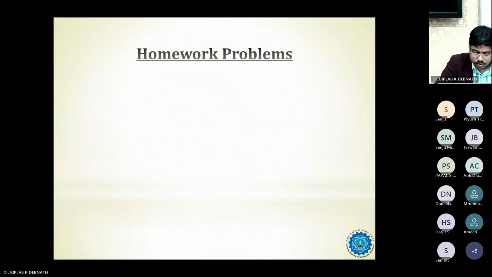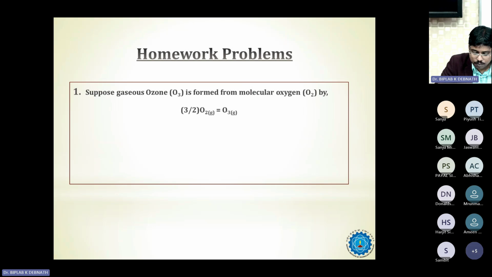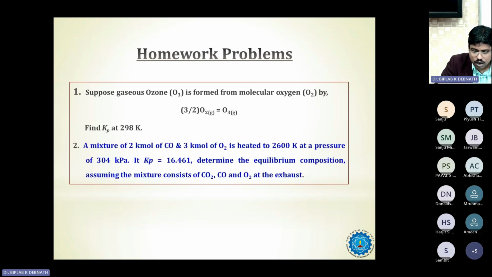Okay, these are some of the homework problems I have attached here. Try to solve these homework problems, so that it will be helpful for you.